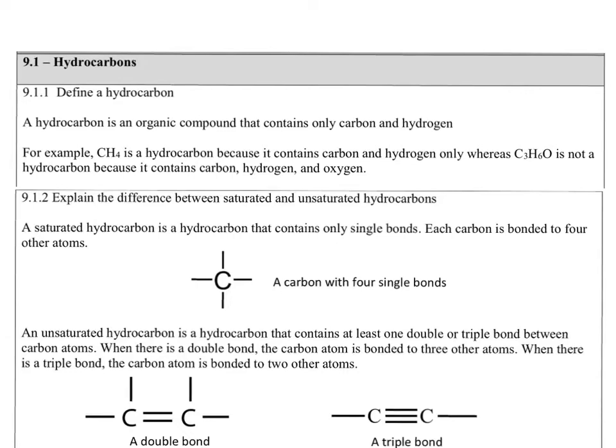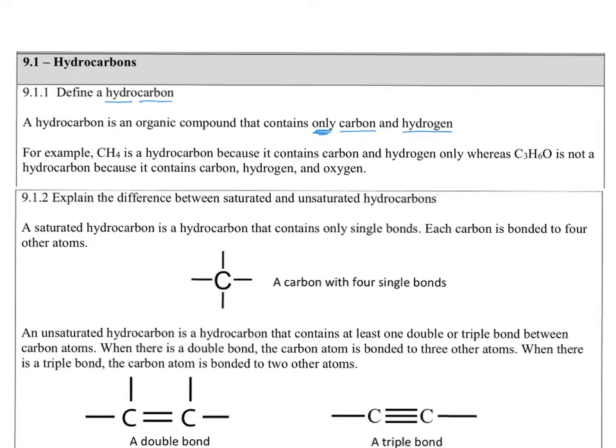Today we are starting to look at hydrocarbons in lesson 9. 9.1.1 is define a hydrocarbon. A hydrocarbon has its clue in its name as to what it is. If you can see, it's broken down into two parts. So hydrocarbon, the hydro stands for hydrogen and the carbon obviously stands for carbon. So a hydrocarbon only contains carbon and hydrogen.